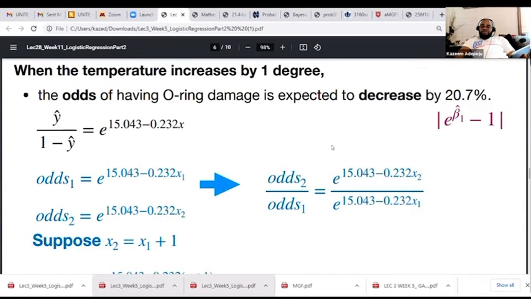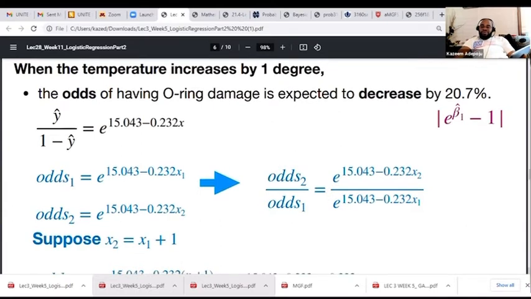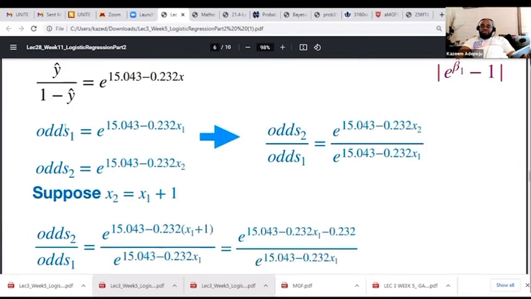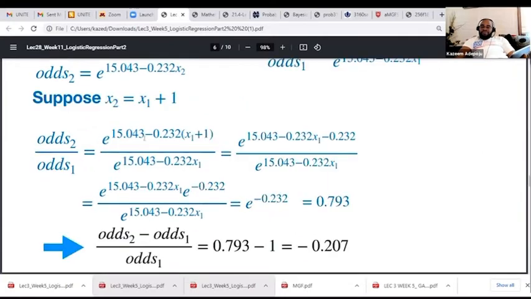Okay, now let us look at the ratio of those two odds. The second odds divided by the first odds is what I have here, right? And the temperature going up by 1 means my x2 equals x1 plus 1, right? And you see that now? Then I'm going to plug this in wherever I see x2, and that is why I have this. Can you see that now? So all I'm going to do is simplify this.